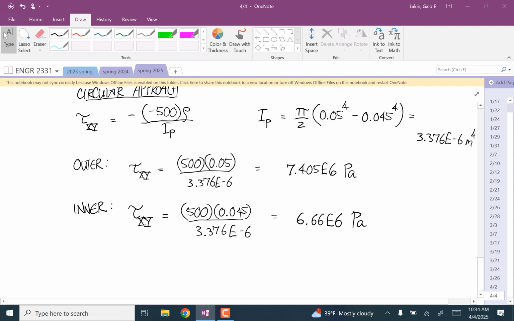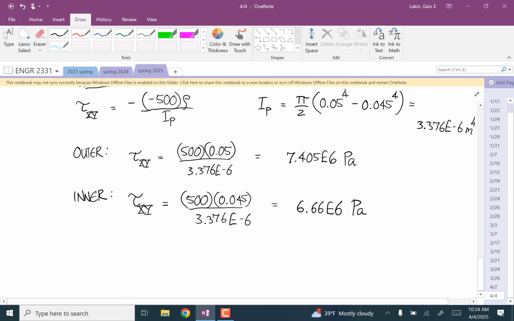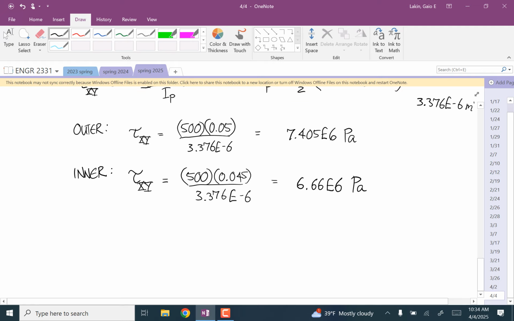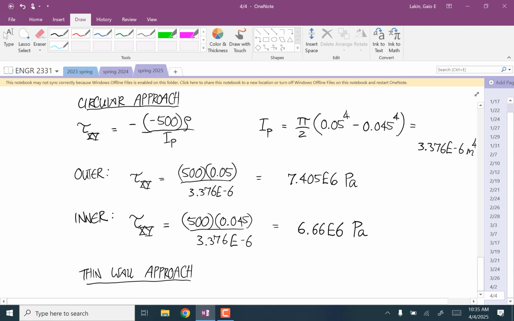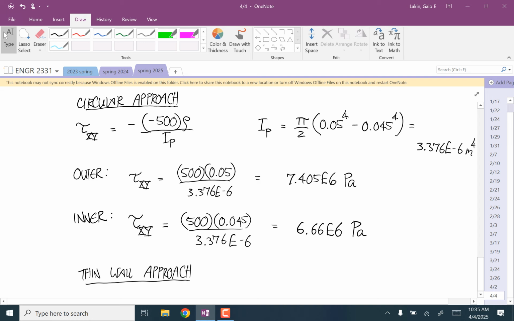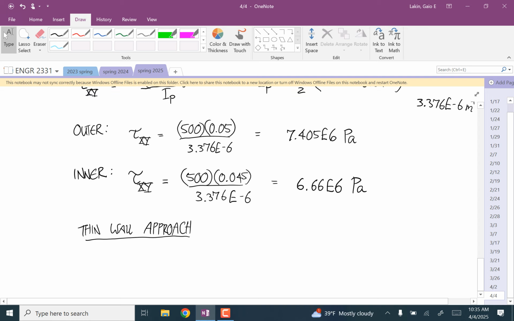And so for treating this like having thin walls, we're just going to say that the whole thickness of the wall has a stress of about 7 times 10 to the 6. And then we'll do the rotation matrices after we're done.